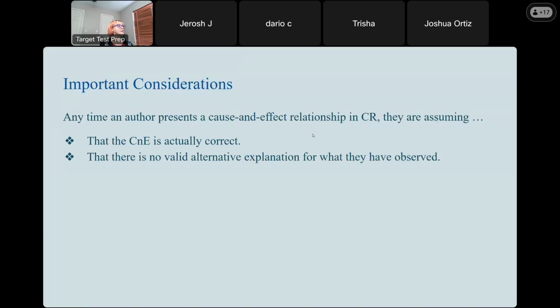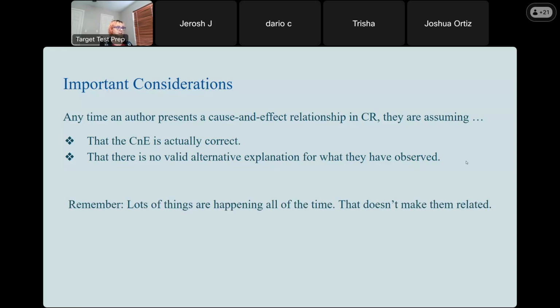And that there is no valid alternative explanation for what they have observed. So this is kind of a big component of cause and effect. They assume that if they present a cause and they present an effect, that is what's going on. And that is where you are able to kind of question the argument or strengthen it.